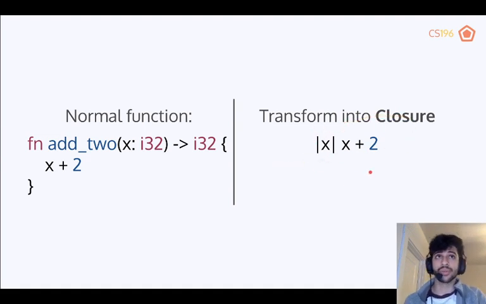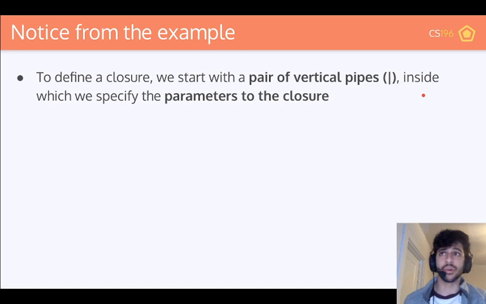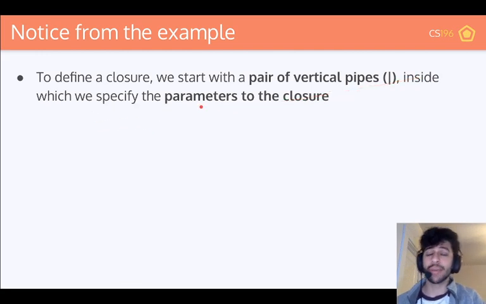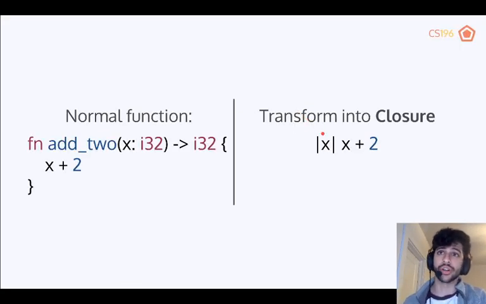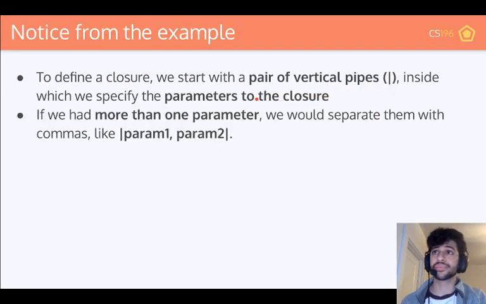So let's continue here. I want you guys to notice a few things from the example that we talked about. So we said that to define a closure, we start with a pair of vertical pipes, and inside we specify the parameters to the closure. So that's exactly what you saw here. We have these vertical pipes. This is how we define a closure in Rust rather than a function with the parentheses. And we obviously put in the parameters. So in that case, the parameter was x. If we had more than one parameter, we would separate them with commas, just like a function, nothing too crazy here.